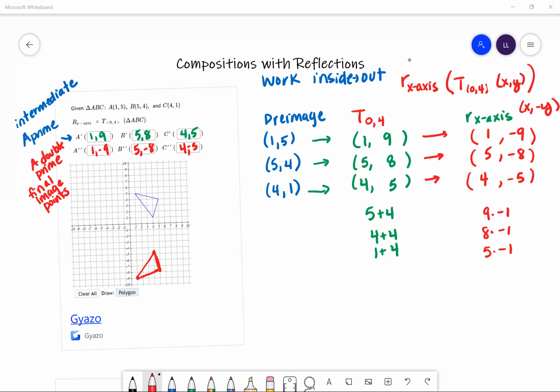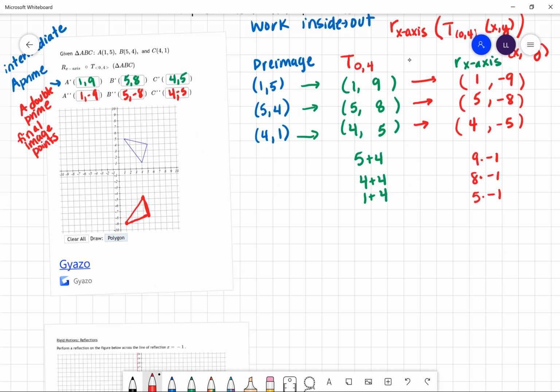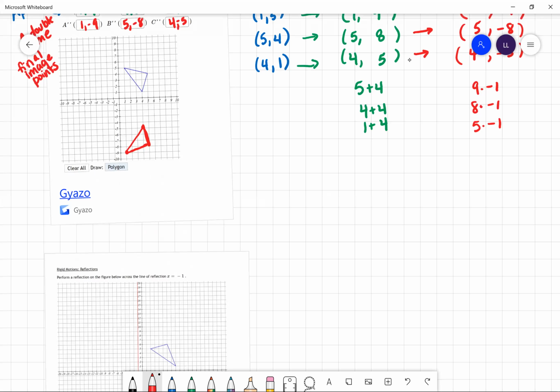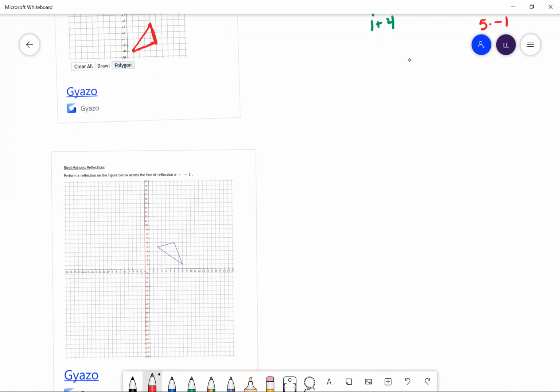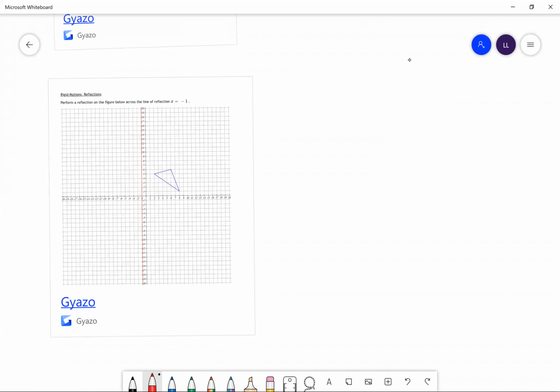The next example is a blast from the past. We actually did this one before. But when we talked about it before, we just talked about it as a function rule and then how to do it over the line. I want to show you how this is also a composite function. Remember, we're reflecting over the line x equals -1.